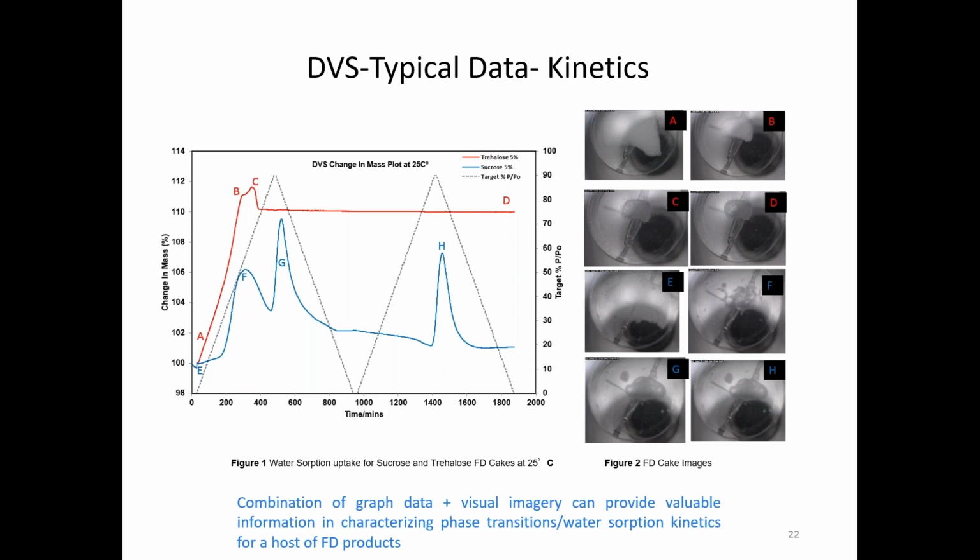This is obviously data here for sucrose and for trehalose. So you can see here, there are two events associated with the trehalose, and the sugar does a number of other things involving recrystallization and other changes in the material.